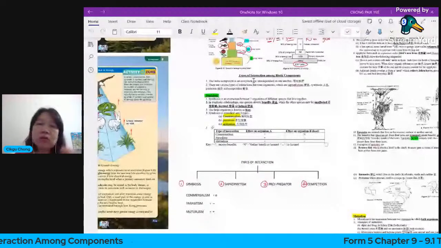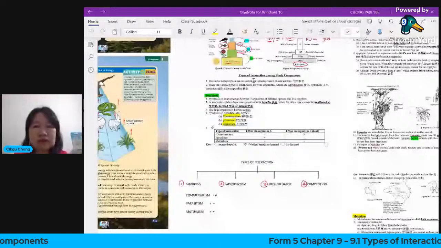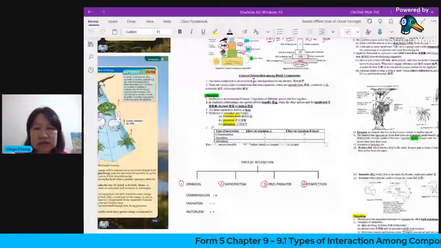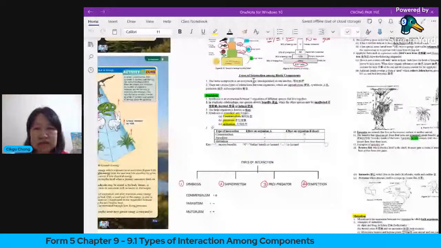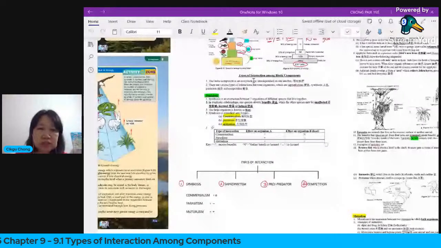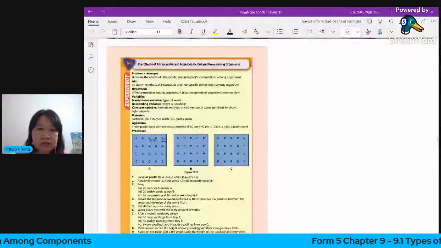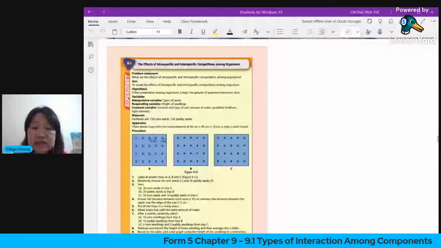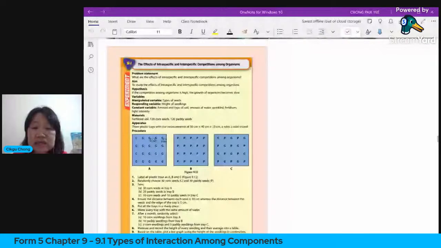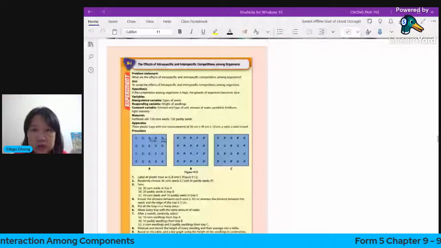All right, so now this is what you have in the textbook. It is quite brief. You will see that you just have 2 pages of this, and then the next page is just an experiment to compare the different types of competition, interspecific and intraspecific. There's nothing much here. So I would like to introduce my notes here, courtesy of another teacher who made so much effort to make the notes. So I thank you very much for doing that.